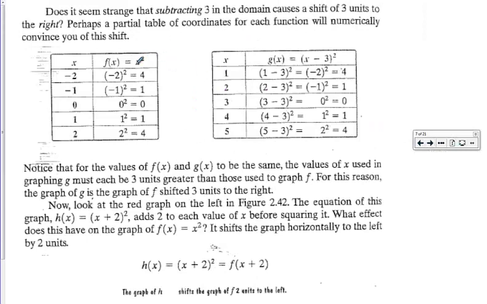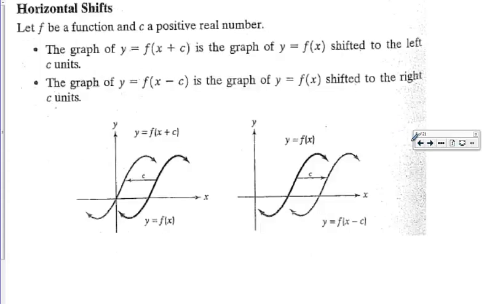Does it seem strange that subtracting 3 causes it to shift to the right? You can do the math to figure out why. So it does work. Same thing as before, if you're adding a constant inside, it's a left shift C units. If you're subtracting for that horizontal shift, you're shifting to the right C units.